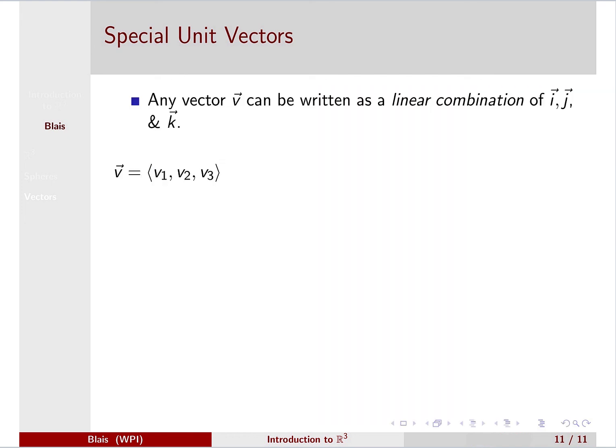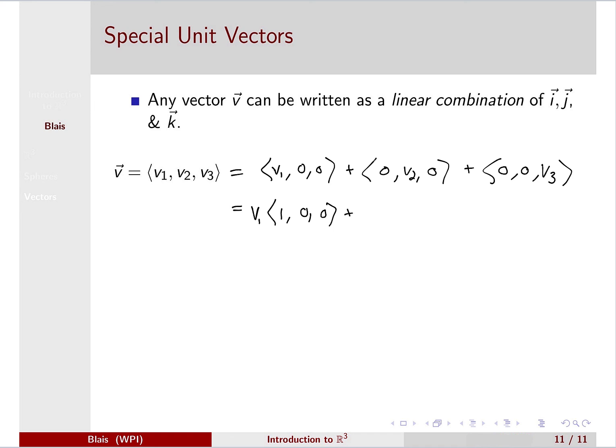These are useful because any vector in three-dimensional space can be written as a linear combination of i, j, and k. So for instance, if we have the vector (v1, v2, v3), we can rewrite this as (v1, 0, 0) plus the vector (0, v2, 0) plus the vector (0, 0, v3). And then we can factor out those vi's. So the first vector can be written as v1 times (1, 0, 0). Then we have v2 times (0, 1, 0). And then we have v3 times (0, 0, 1), which is v1 i plus v2 j plus v3 k. And so this is handy notation that we will use in many different settings to represent vectors in terms of these unit vectors i, j, and k.